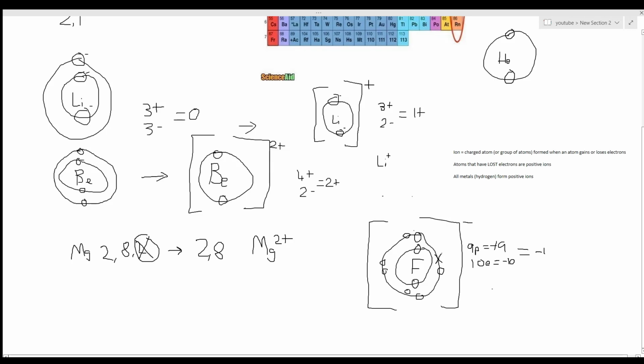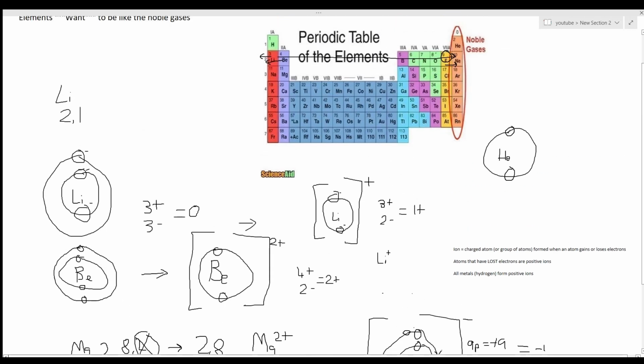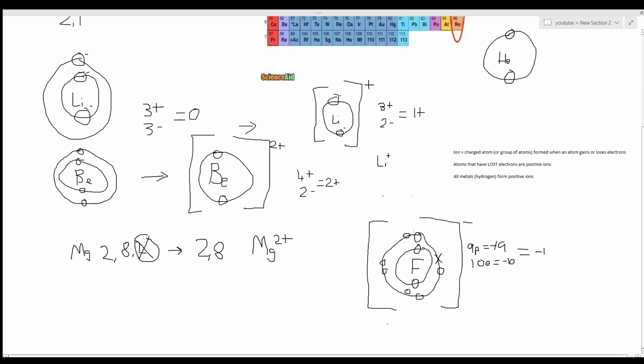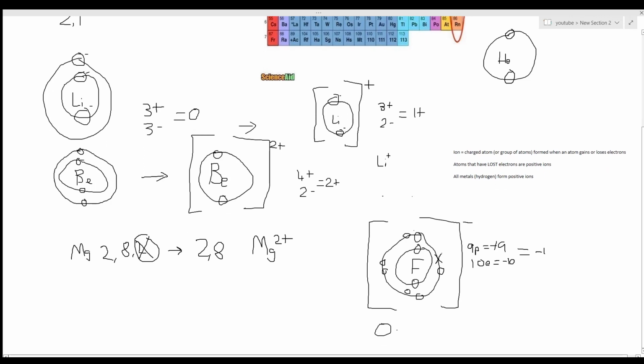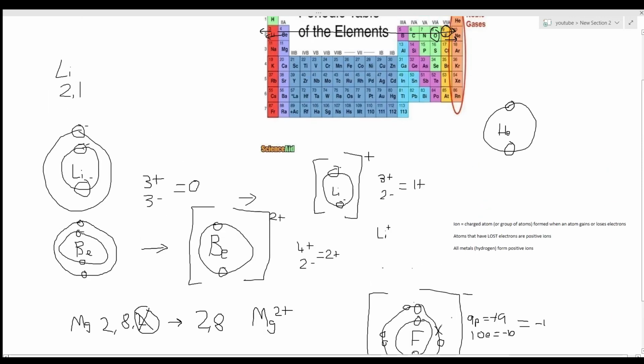If we take a look at another one, let's have a look at oxygen. I'm not going to write it all out, but oxygen has 8 electrons, so that's going to be 2, 6. How do I get that to a full outer shell? Well, I add 2 electrons to make it like neon.